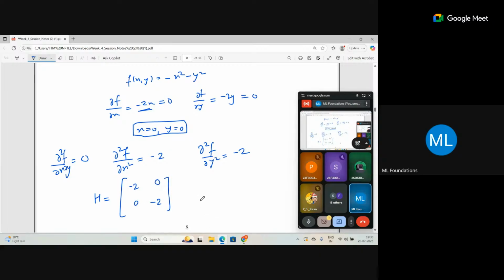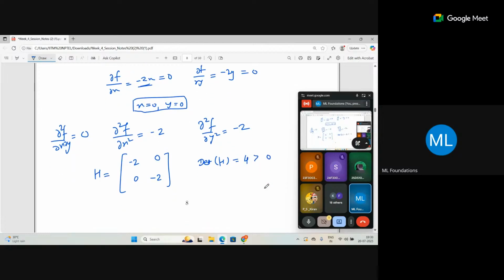Now what is the next step? I need to find out the determinant of H. If you had quantities like 2x, 2y here, you would have to plug in the found value, 0, 0. But right now these quantities are free of x and free of y, so we don't need to worry about it. So just find its determinant. What is the determinant here? 4, which is greater than 0.